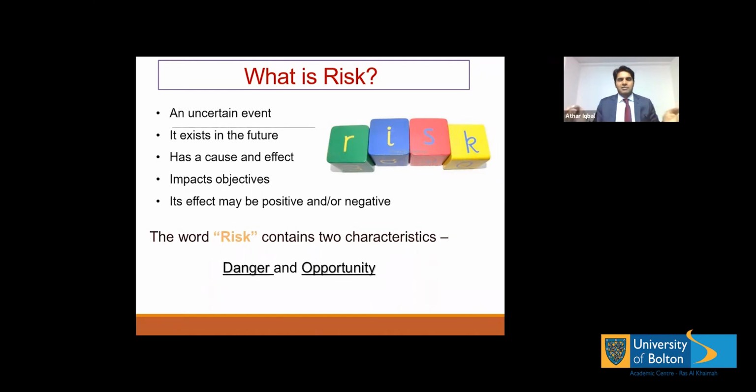That is something uncertain. It exists in the future, impacting objectives, positive or negative. But here, in terms of fraud, I think that will be negative. So danger and the opportunity: everyone says you have to take a risk because you will get the reward. That's why we say there's danger, there's opportunity as well. So we have to see the danger and the opportunity in each and every risk. In terms of risk, we are managing the risk on a daily basis in our lives.